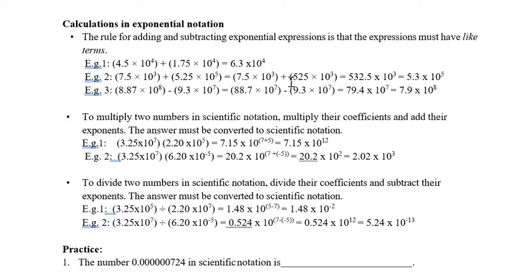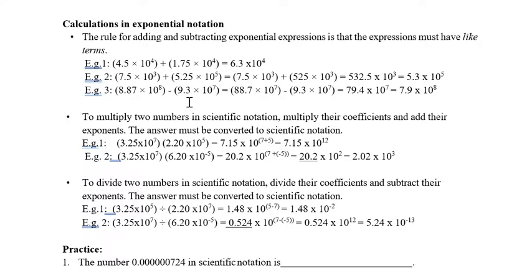Now, I can add those two numbers. I can add 7.5 plus 525, and I would come up with an answer of 532.5. That's too many significant figures because I only have 2 there, so I'm going to have to report it to 2, and because my next digit is a 2, I'm just going to round down, and so I end up with 5.3 times 10 to the 5 as my final answer.